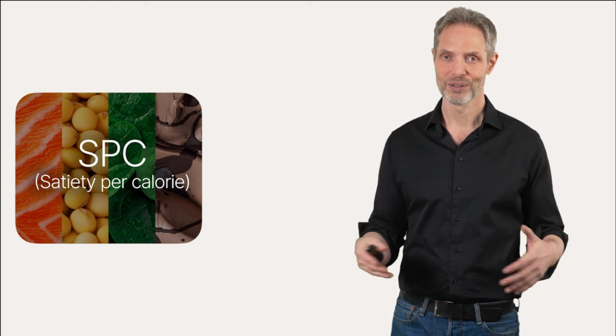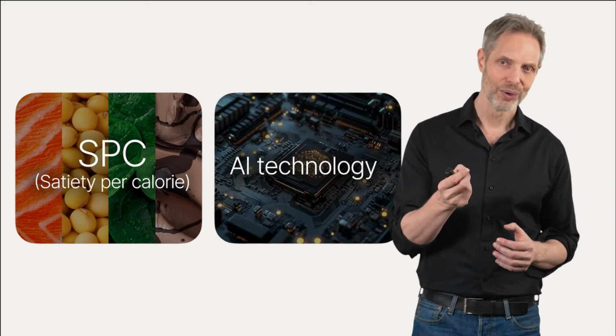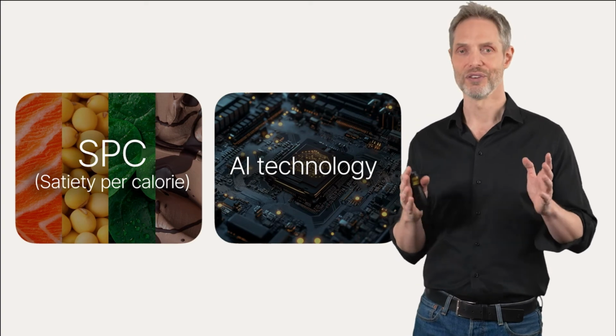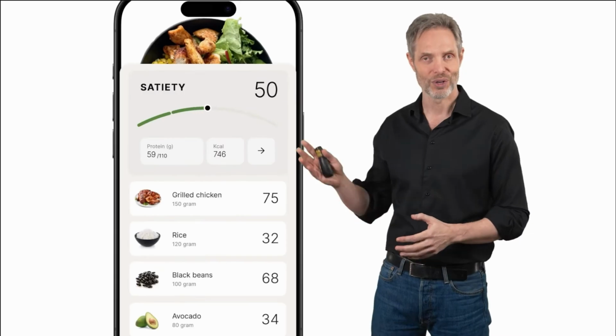And so then he broke that down into SPC, which is satiety per calorie, plus AI. And then he spends some time explaining that. Well, what does that mean, satiety per calorie? And he breaks that down with some nutrition education. And then he gets into some detail about the app.